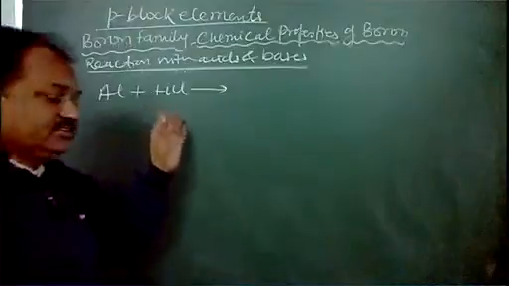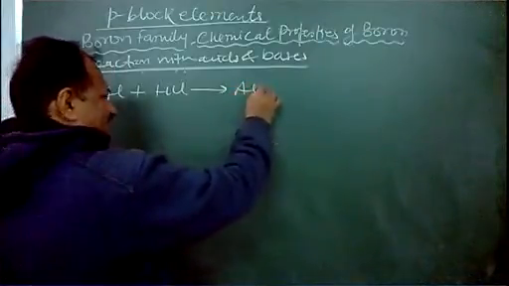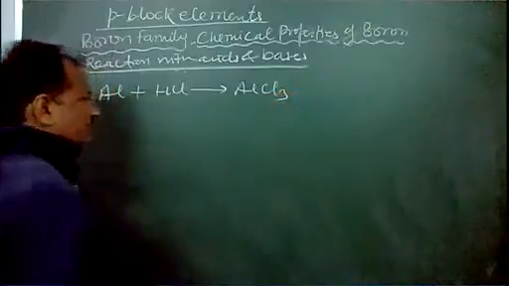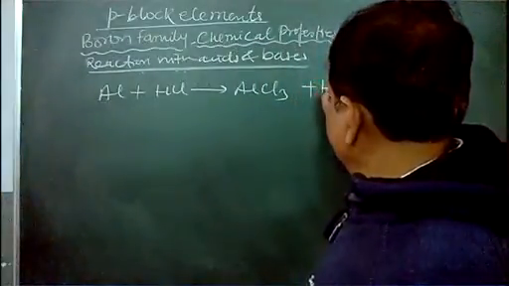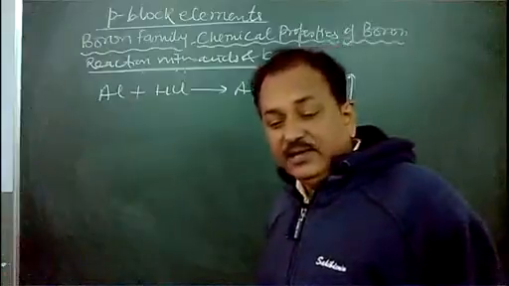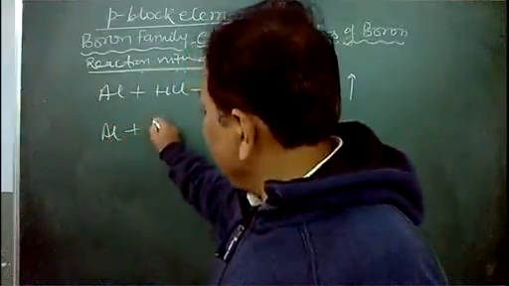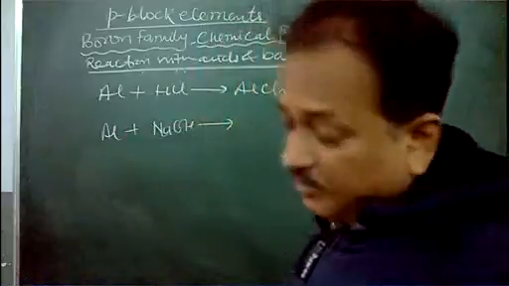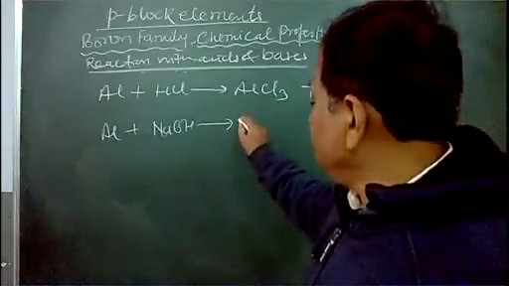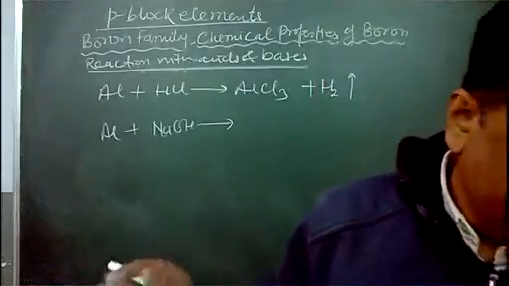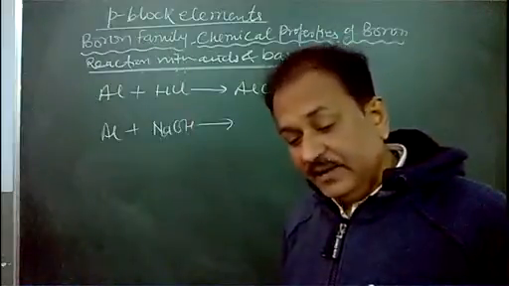So here, reaction of aluminium. Aluminium is attacked by HCl, and there is formation of aluminium chloride. And children, here there is the liberation of hydrogen gas. Now when we take aluminium and NaOH, there is formation of another compound, and it is the salt, sodium aluminate or sodium meta aluminate.